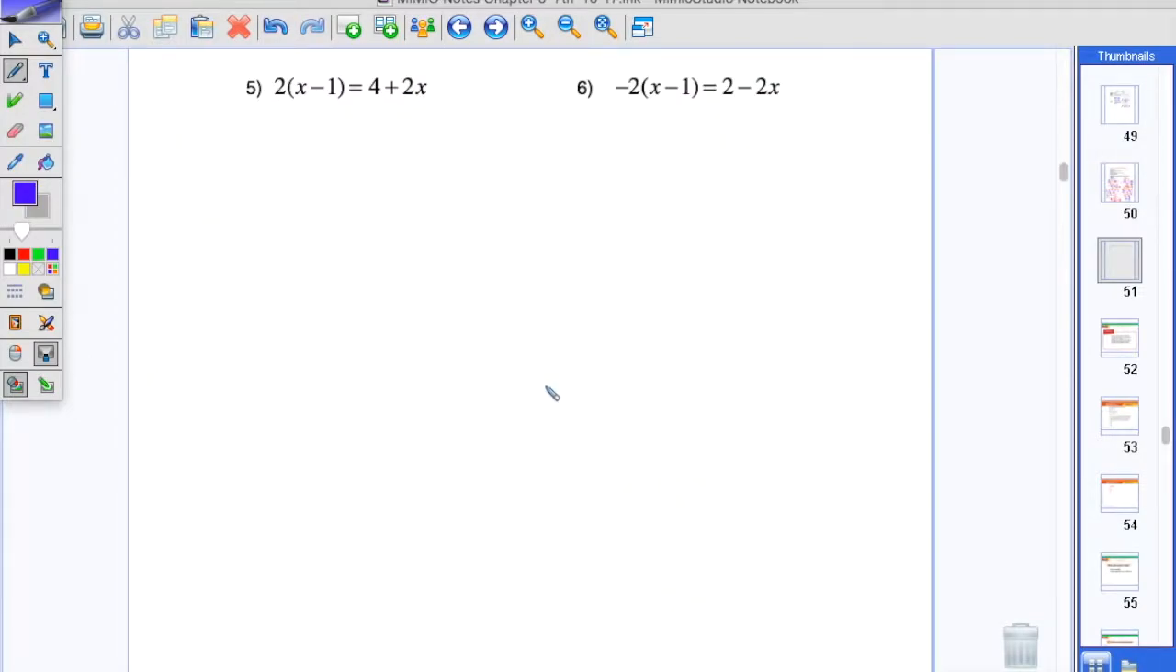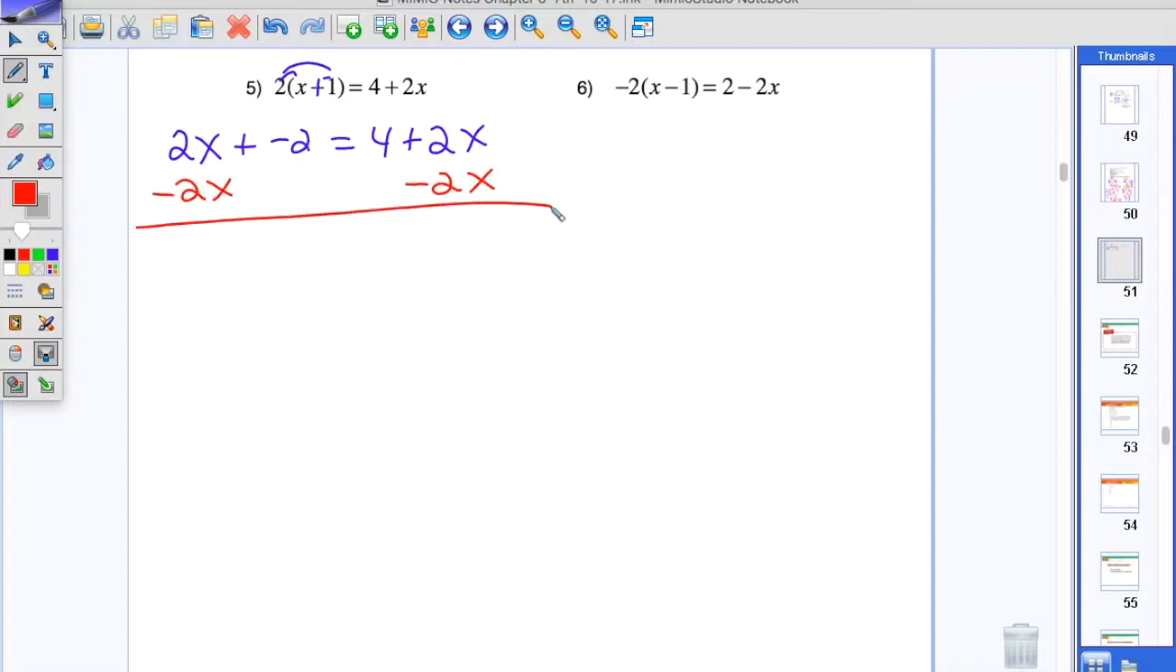All right, number 5 says 2 times the difference of x minus 1 is equal to 4 plus 2x. Change subtraction to add in the opposite, distribute. So we have 2x plus a negative 2 is equal to 4 plus 2x. So we have variables on both sides. So we'll subtract the 2x from both sides. But since the 2x is the same on both sides, when we subtract them, they both cancel out, and you're left with negative 2 is equal to 4.